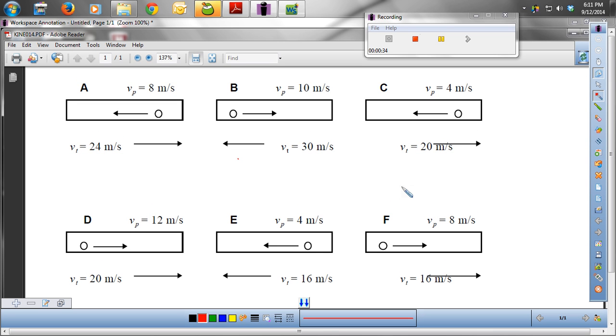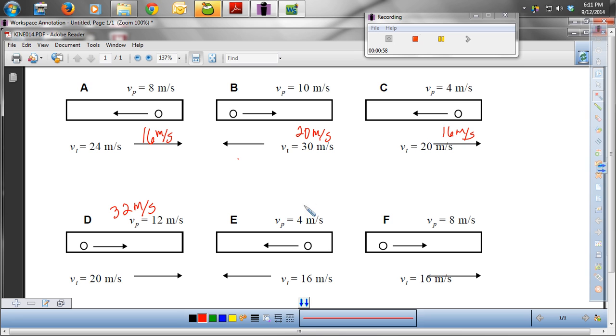So let's make sure that I'm telling you the truth. Yeah, all right. So I'm going to say that this is going to be my 16. I'm looking at the magnitude, 20. This one looks like it is 16. This one looks like it is 32. This one looks like it is 20. And this one looks like it is 24.